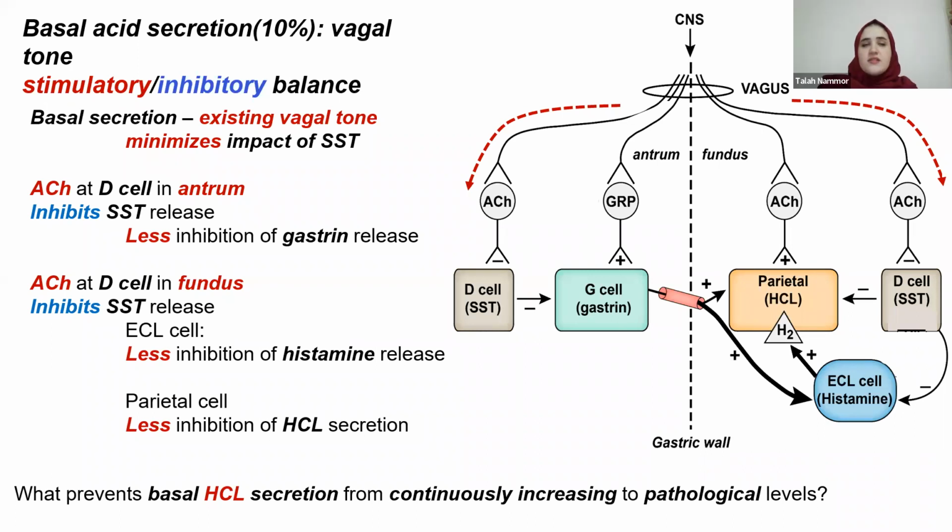So listen, just understand that we have the vagus nerve. When we are in between meals, what happens? It's the one that controls the secretion. It will stimulate gastrin, and it has a direct effect on the parietal cell, but will stimulate those two to cause the release. That's what you have to know about the vagal tone.